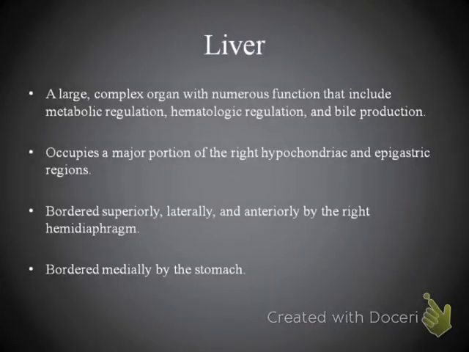So the liver. We find that the liver is a large, complex organ with numerous functions that include metabolic regulation, hematologic regulation, and bile production. It occupies a major portion of the right hypochondriac and epigastric regions. It's bordered superiorly, laterally, and anteriorly by the right hemidiaphragm, and it's bordered medially by the stomach.